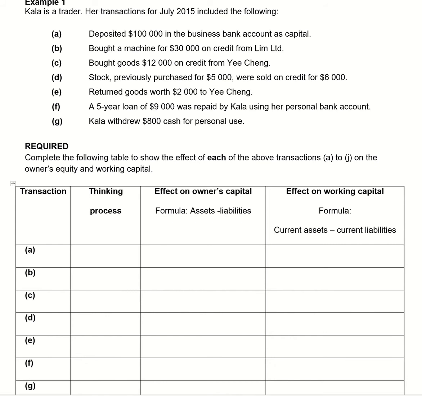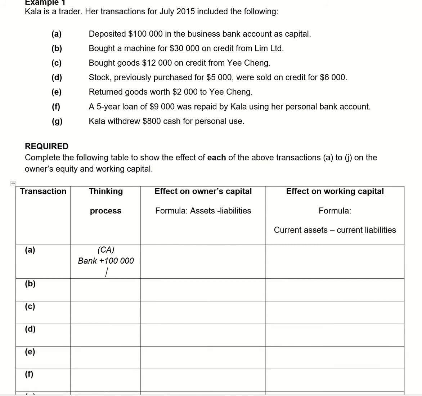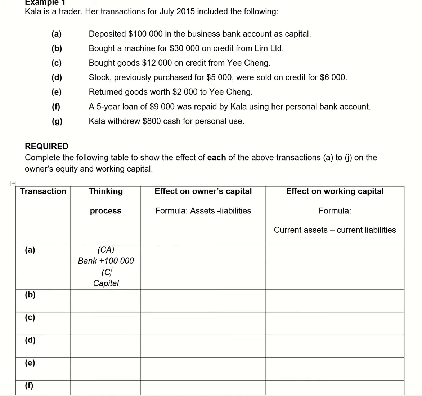For example, when you're looking at transaction A, you must think in terms of double entry. Deposited 100,000 in the business bank as capital. So what is the double entry for this? First of all, your bank will increase by 100,000. Bank is actually current assets. Next, for capital, we will usually just call it C, which is for capital.